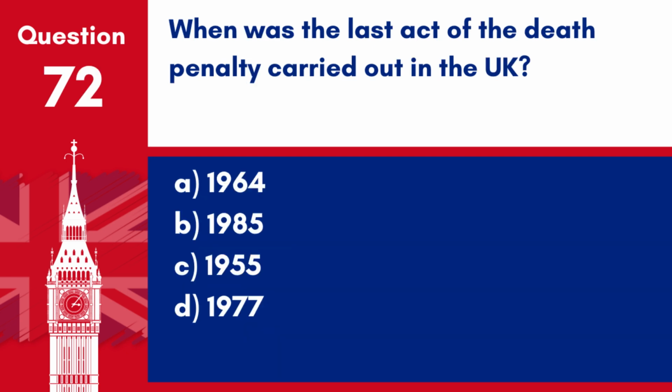Question 72. When was the last act of the death penalty carried out in the UK? A. 1964. B. 1985. C. 1955. D. 1977. Answer A. 1964. The last executions in the UK were carried out in 1964, after which the death penalty was effectively abolished for murder in 1965.